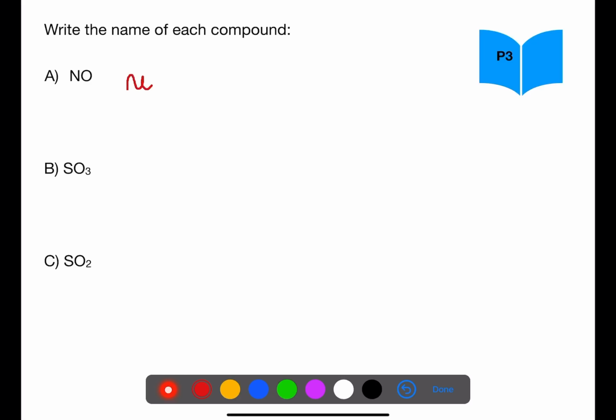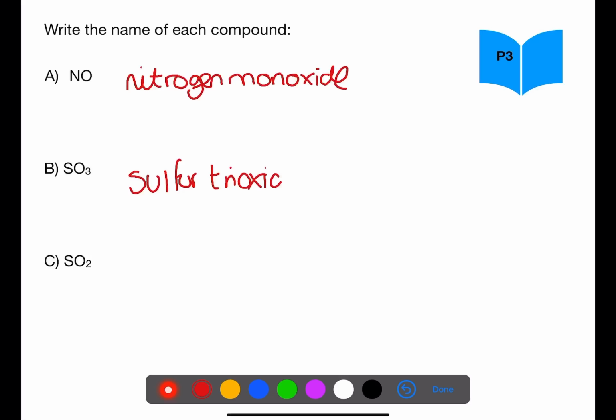NO has 1 nitrogen and 1 oxygen. This will be nitrogen monoxide. SO3 contains 1 sulfur and 3 oxygen, and will therefore be sulfur trioxide. SO2 contains 1 sulfur and 2.